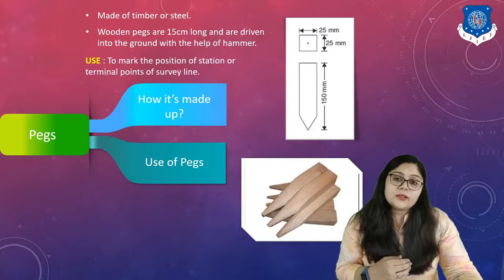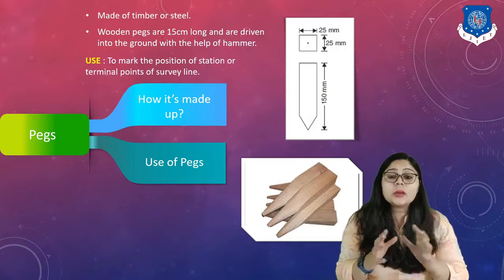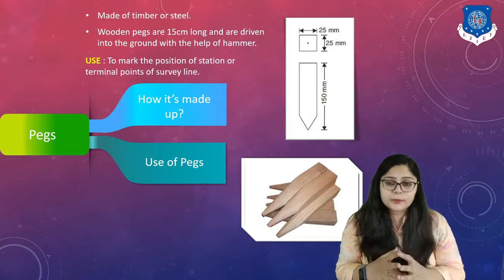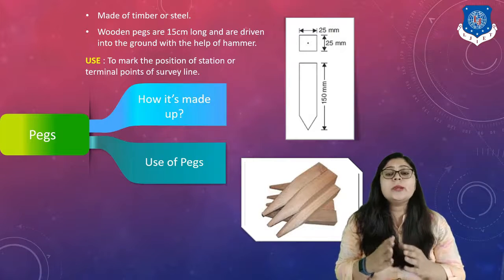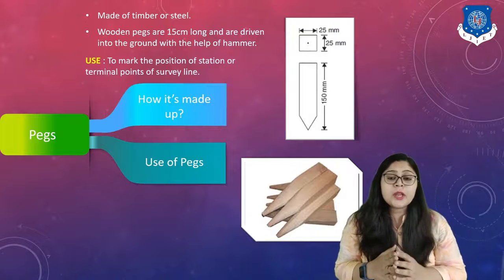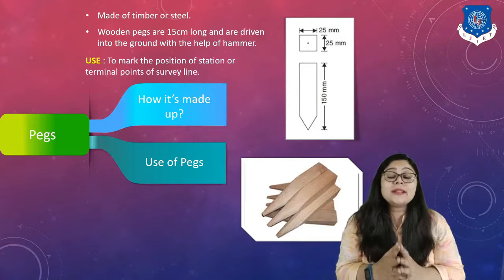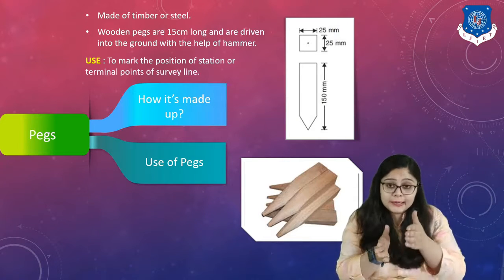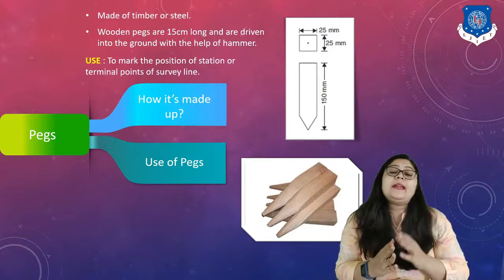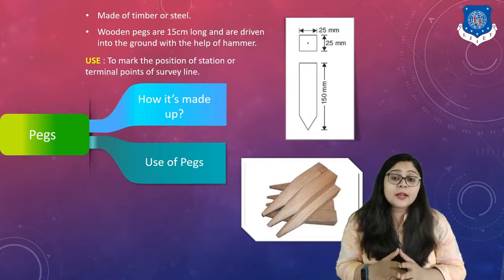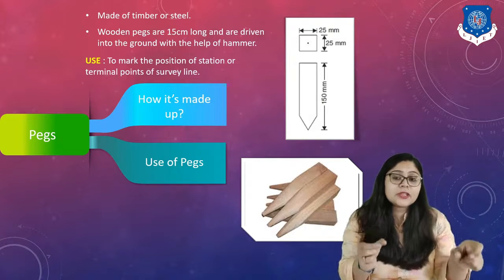Next is the use of peg. Generally, these pegs are used to mark the position of a station or the terminal points of a survey line. It means, say for example, if I ask you to go to the field to measure the distance between points A and B, initially you go there. Then how can you mark your main station points? For marking that main station point, at the beginning of your field practical, you need pegs to mark the station points, right? It means the first thing you carry to the field to mark the position is the pegs.